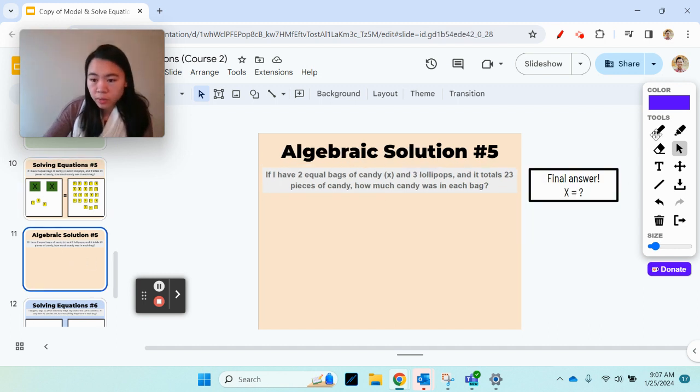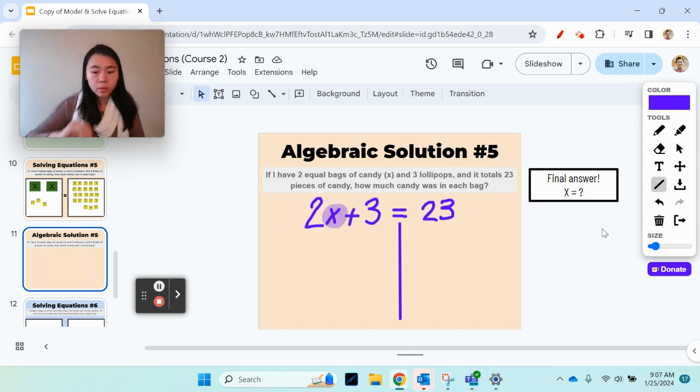Okay, now we actually have to solve it. So go ahead and write the problem down, your equation, and get it ready. We're going to add and subtract first, then multiply and divide. What's on the same side as your variable? I've got that 2 I need to get rid of. I've got this plus 3 I need to get rid of. That 23 is on the other side.